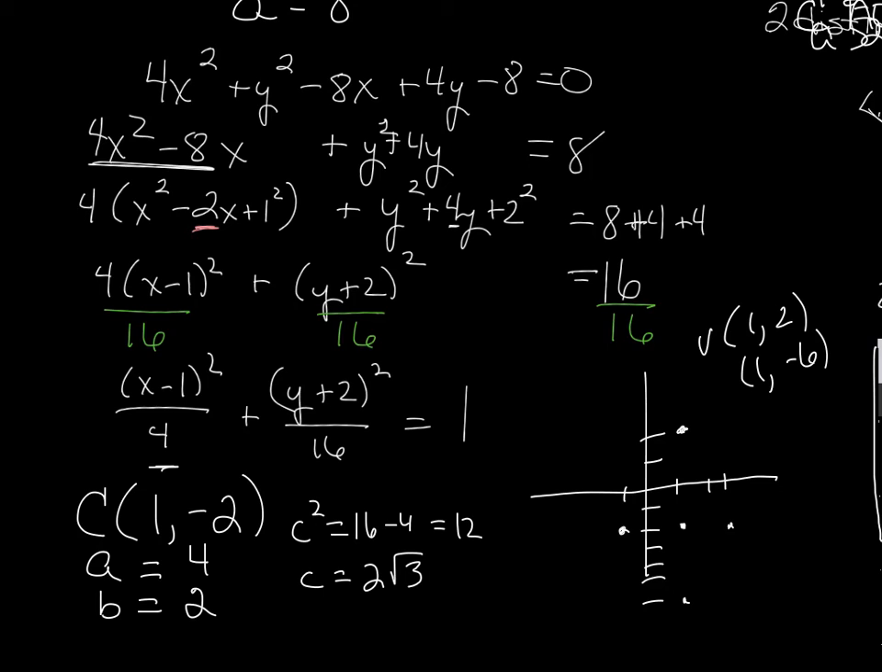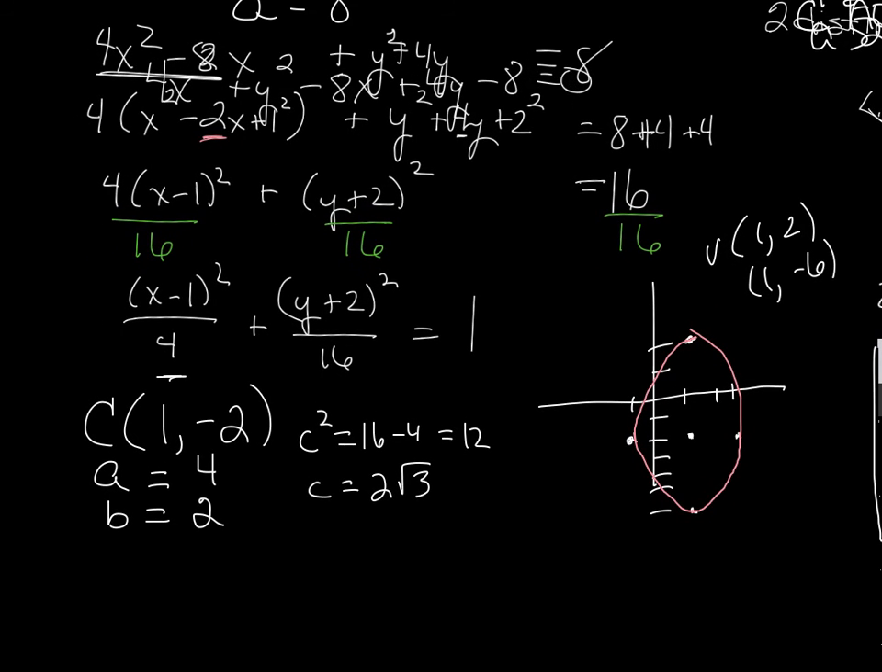So now we've got enough, we can graph our ellipse. It's easier to do if you have graph paper. There's your ellipse. And if I want to name the foci, 1, -2 plus or minus 2 square roots of 3. The 1 stays the same, and then we have -2 plus 2 square roots of 3, and 1, -2 minus 2 square roots of 3 for the foci.